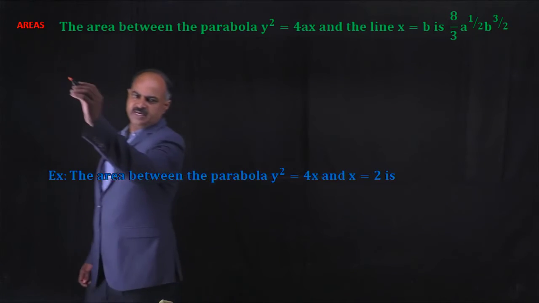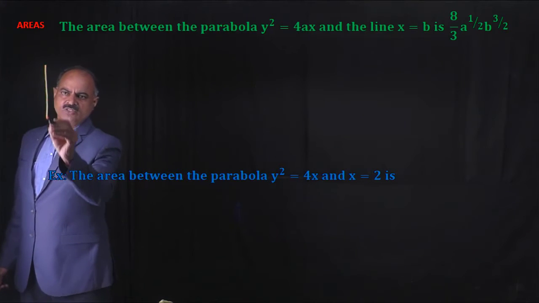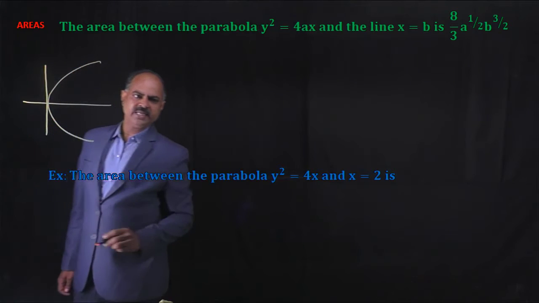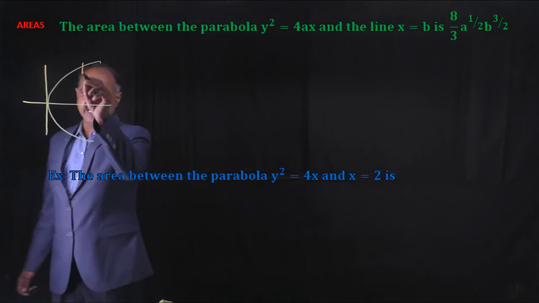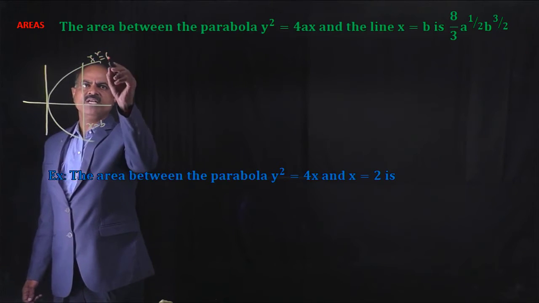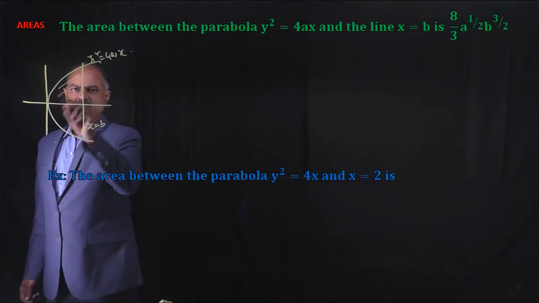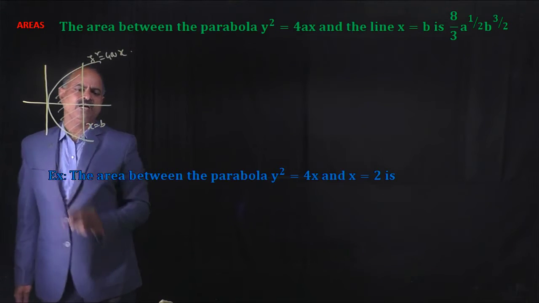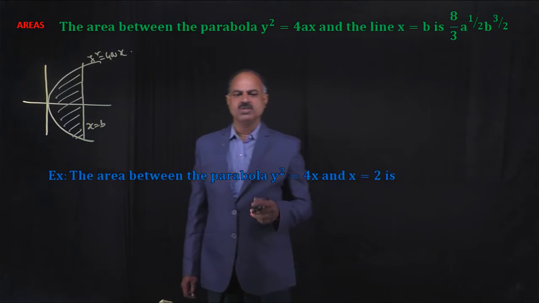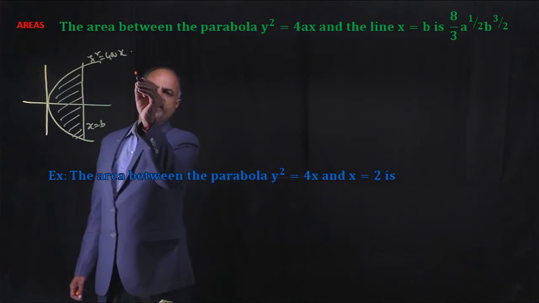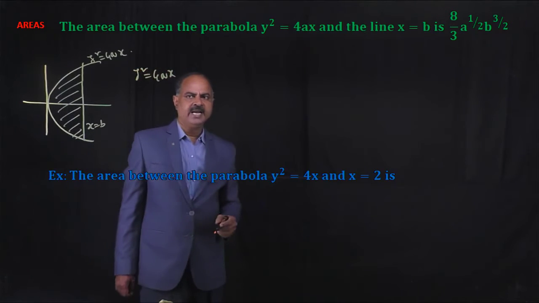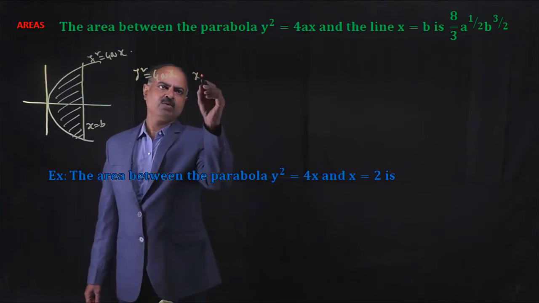So here, given the parabola y² = 4ax and the line x = b. This line is x = b, and this is y² = 4ax. So this is the required area. By the shortcut formula, we equate linear terms on both sides. Given y² = 4ax and x = b.